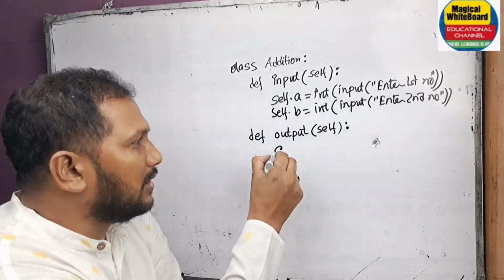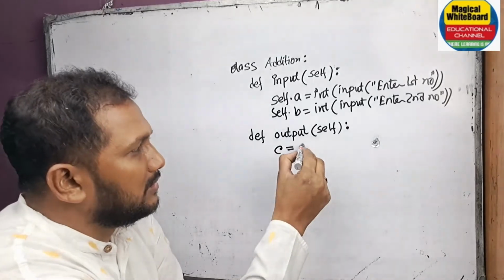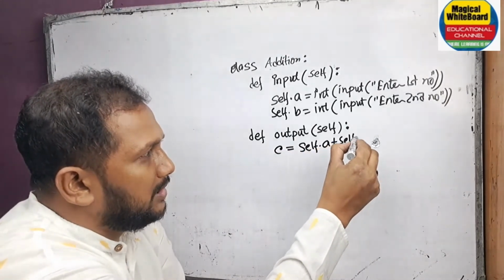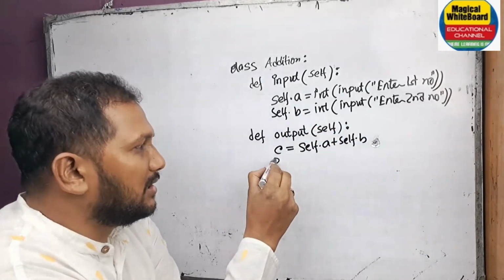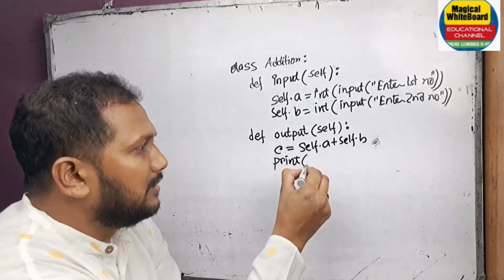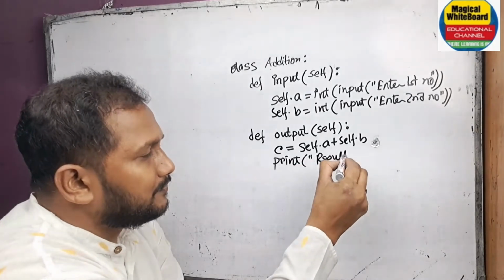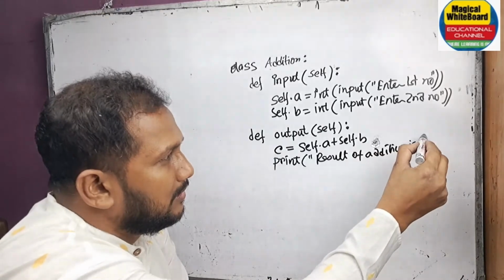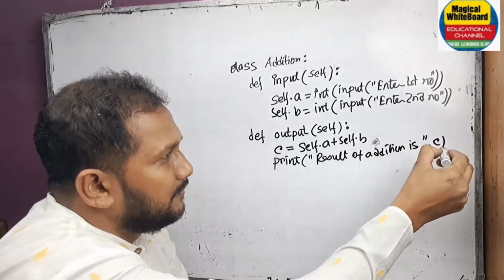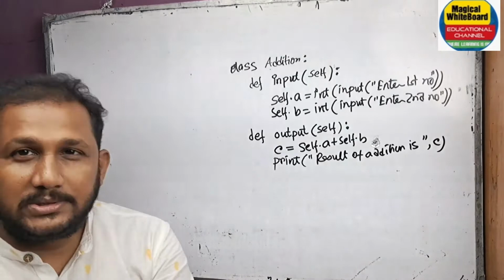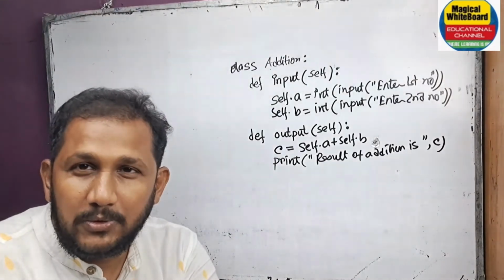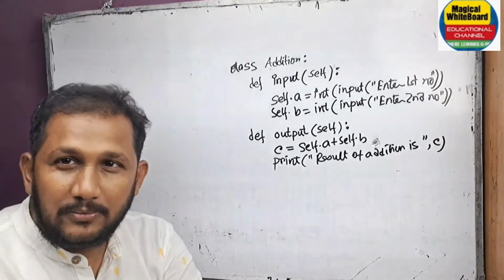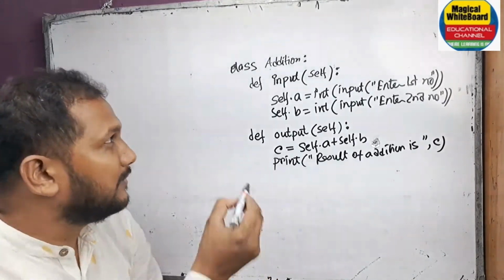Now c is a local variable. c equal to self.a plus self.b. Now print the result of c. Print "result of addition is", comma c. Now the class consists of two function members. One is input, another is output. Now once the class is created, we can create the objects.